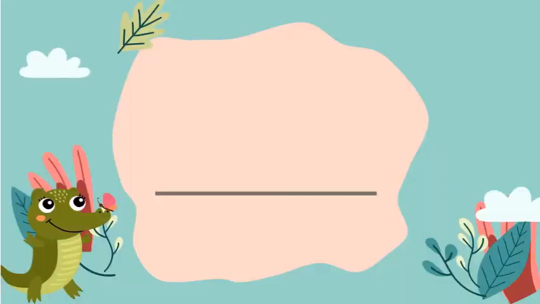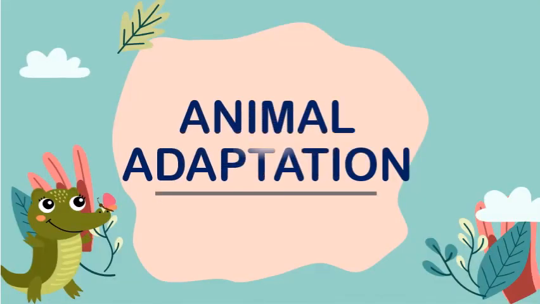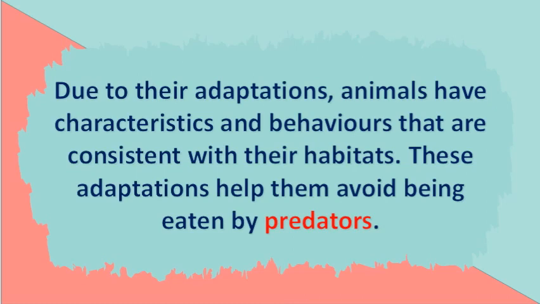Animal adaptation. How does an animal adapt to its environment? Due to their adaptations, animals have characteristics and behaviors that are consistent with their habitats. These adaptations help them avoid being eaten by predators.